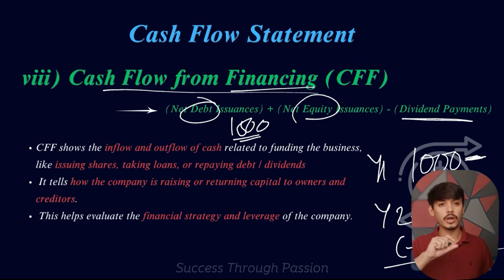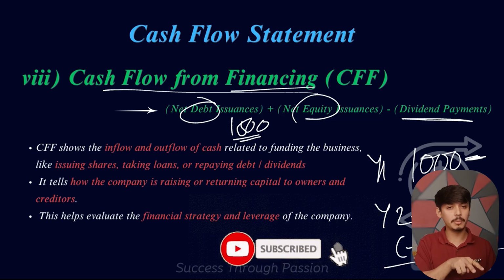Equity will be easy. Whatever amount you are raising through stake dilution in the company will be net equity issuance. If you are paying any fees related to that fundraising, you will subtract that from the entire equity issuance amount and write the amount over here as net equity issuance. And finally, if you are paying out money to your investors in the form of dividend for investing into your company, you will subtract that amount because it is a cash outflow for the business.